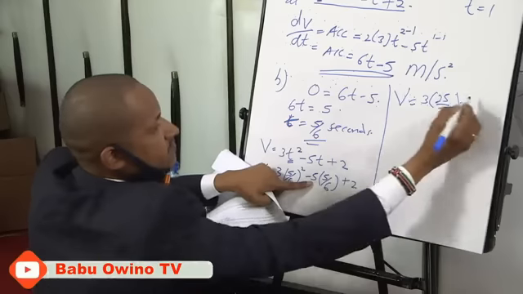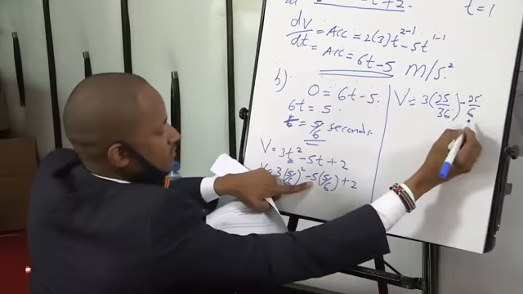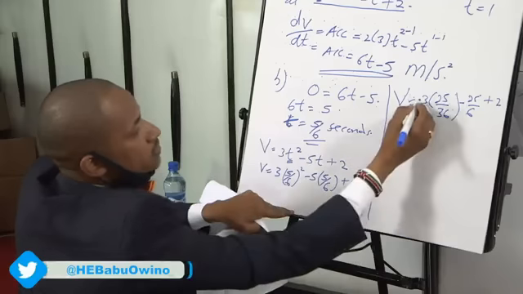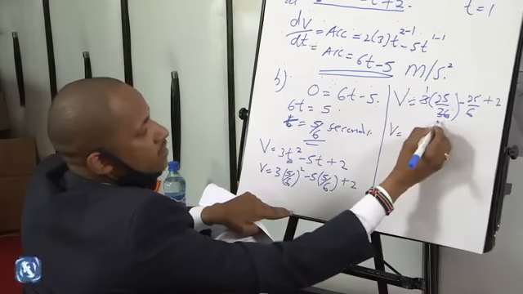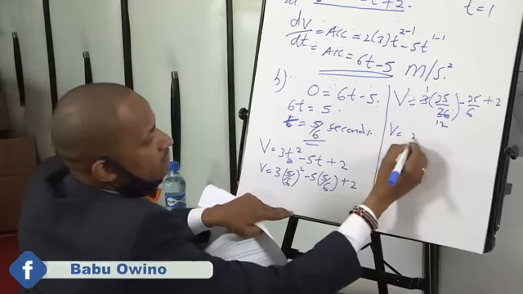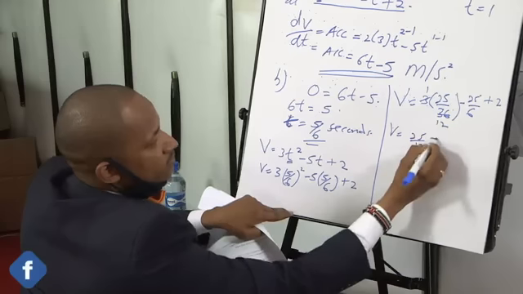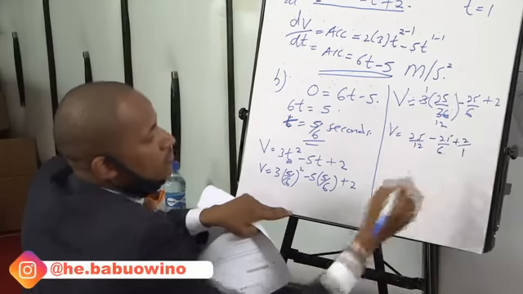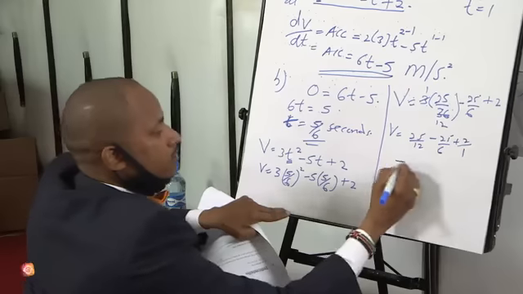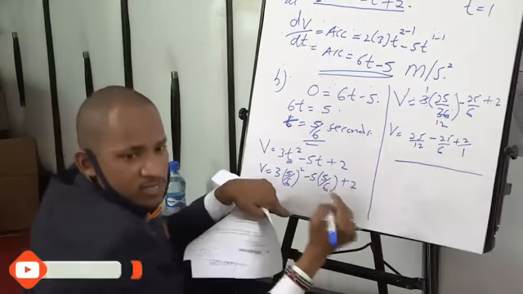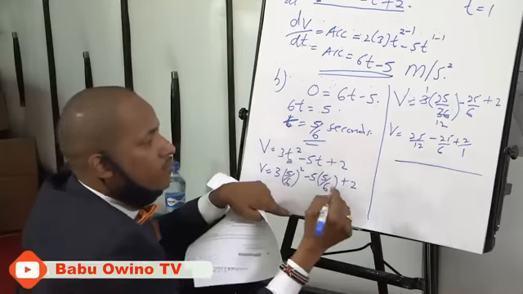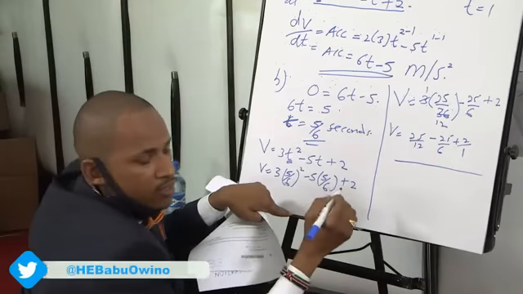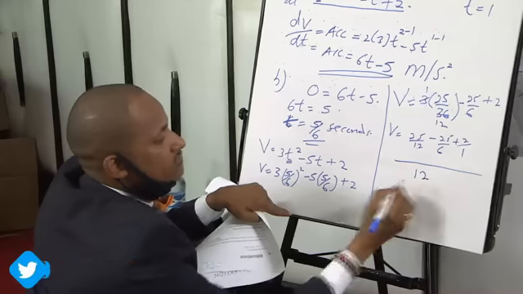5 times 5 is 25 over 6 plus 2. So velocity is equal to 3 goes here once, 3 goes here 12 times. So we have 25 over 12 minus 25 over 6 plus 2 over 1. You can either use a calculator to solve this or get the LCM of 12, 6 and 1. Least common multiple, which is 12.